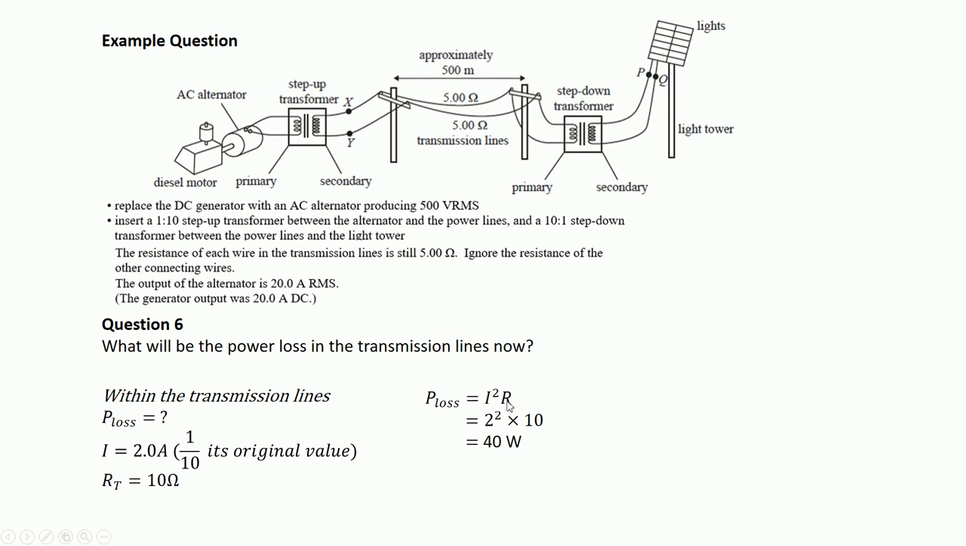P loss is I squared R. 2 squared is 4 times 10 is 40 watts. A lot less power loss when we use these transformers. And that's the whole objective of stepping up then stepping down for transmission.